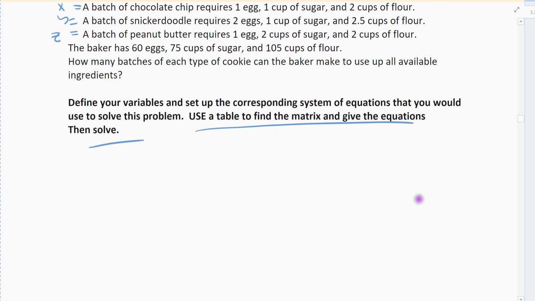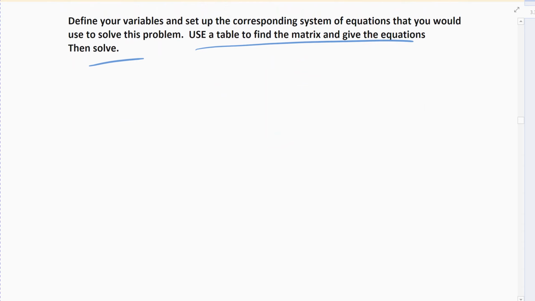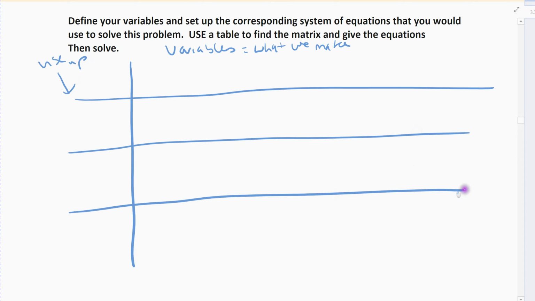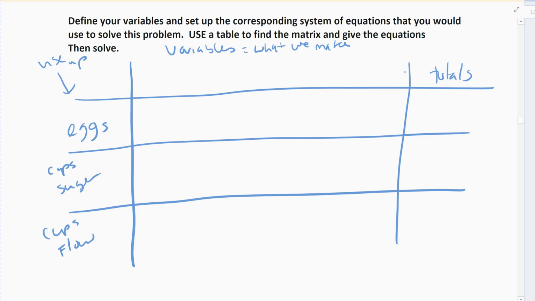The way we set up a table in this case is always the same. Across the top is what I'm creating, so across the top are my variables, what we want to make. Down the side is what we're going to use up, what we're using to create whatever we're making. I've got 3 things: eggs, cups of sugar, and cups of flour, which should match up with some totals. My very last column is totals.